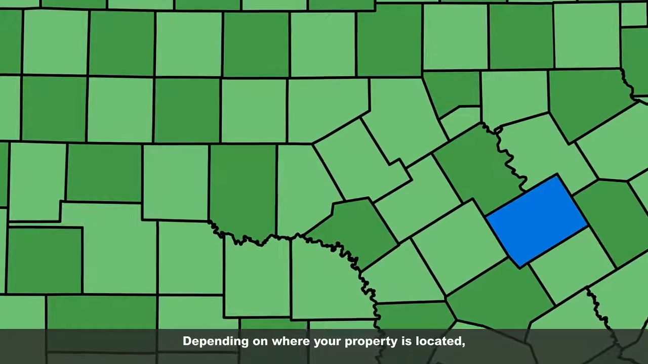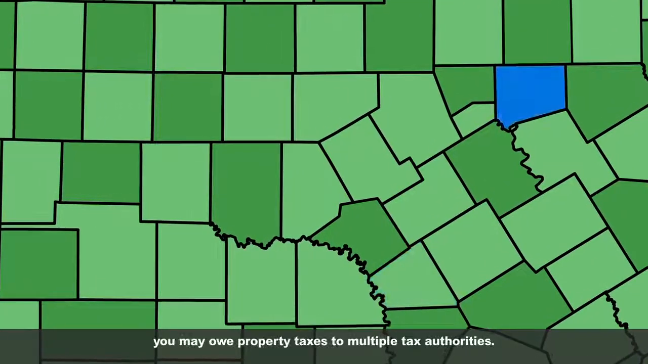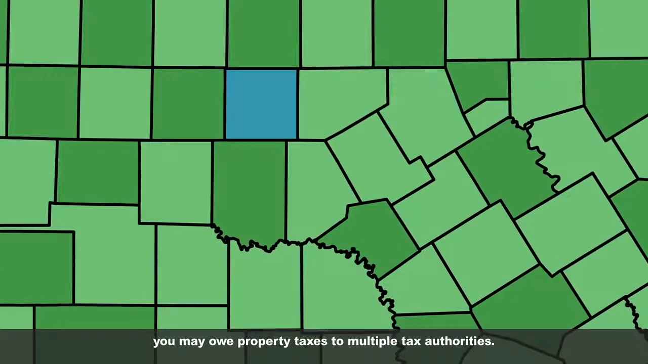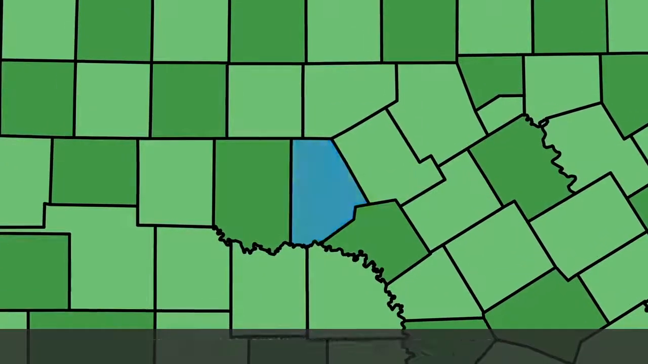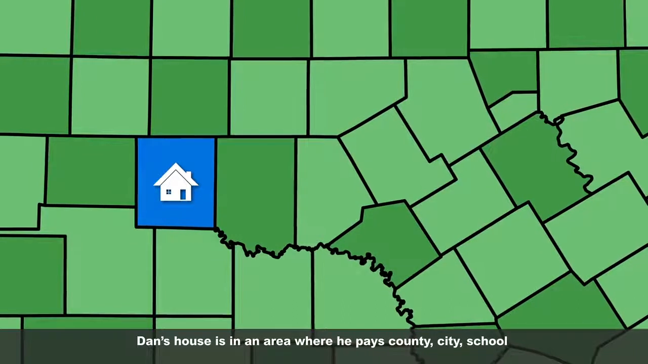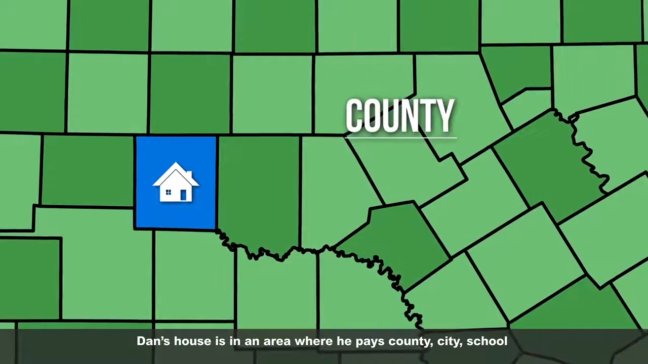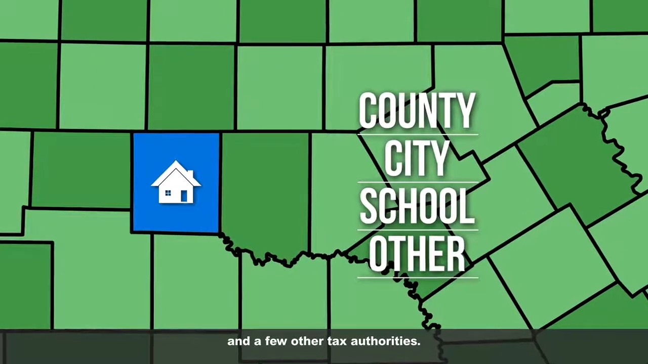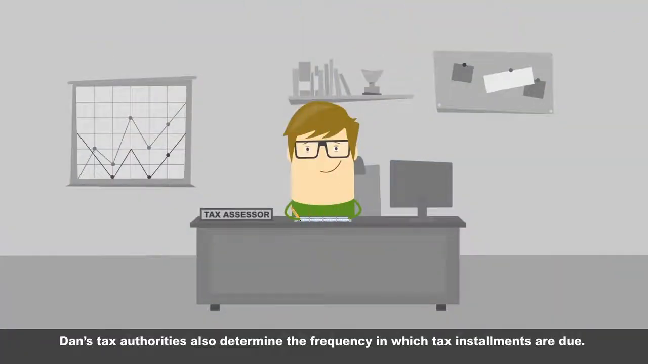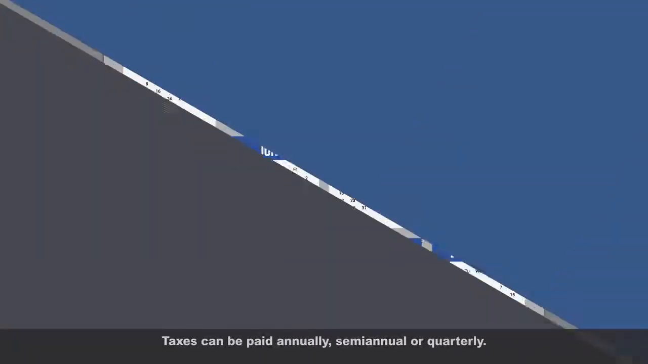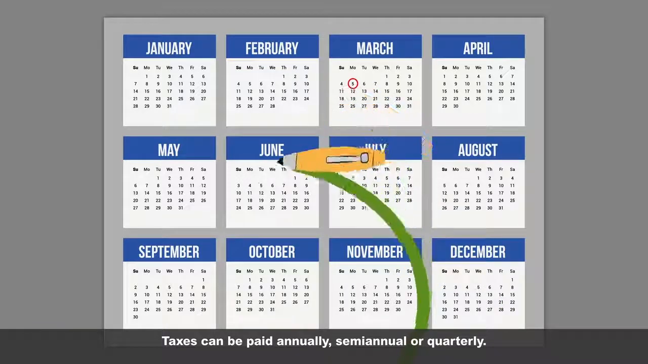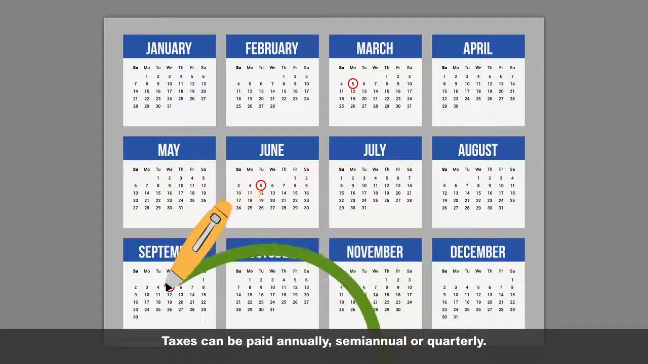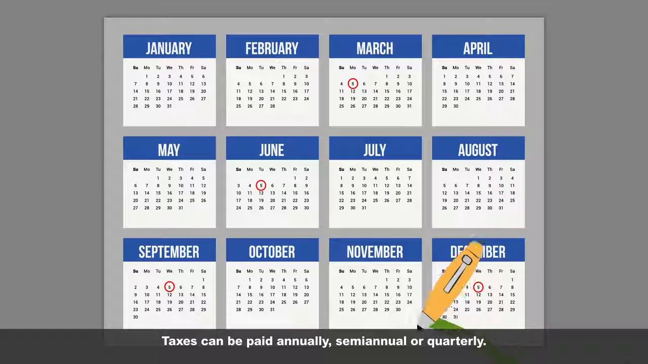Depending on where your property is located, you may owe property taxes to multiple tax authorities. Dan's house is in an area where he pays county, city, school, and a few other tax authorities. Dan's tax authorities also determine the frequency in which tax installments are due. Taxes can be paid annually, semi-annual, or quarterly.